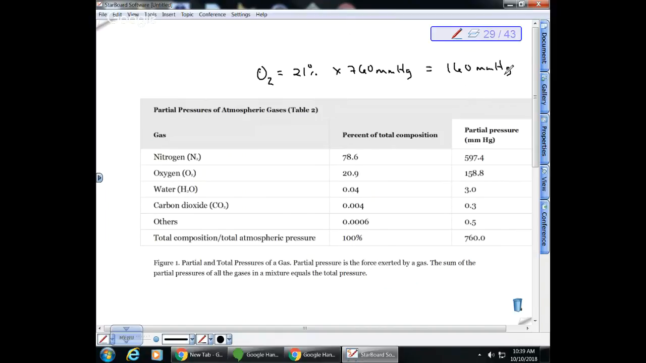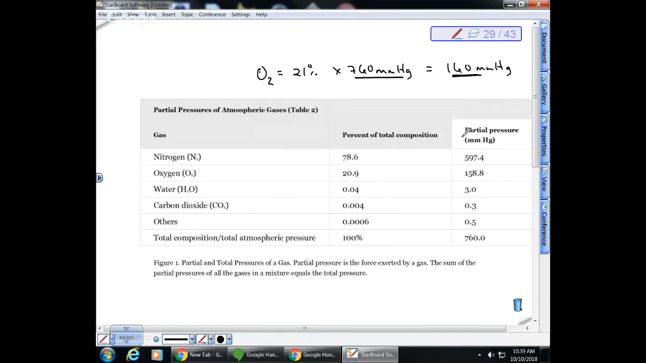What is the 160 like? So this is the pressure exerted by oxygen. So this is the total pressure exerted by all the gases in the atmosphere. This is the pressure only exerted by oxygen. That's a great question. The 160.